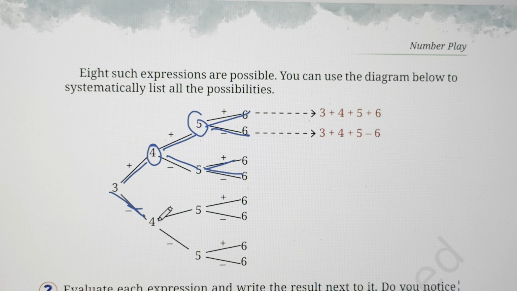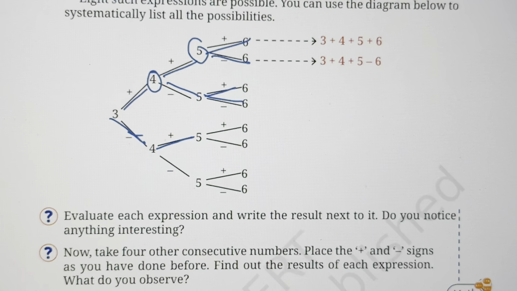Now we go on this path, 3 minus 4. So again there are 2 possibilities. Either you will add 5 or you will subtract 5. With each of these again 2 possibilities, plus 6 and minus 6. Right? So this is how there are 8 possibilities. Now evaluate each expression and write the result next to it.